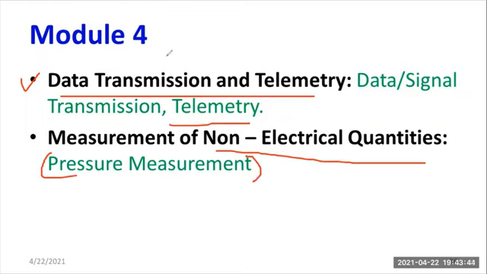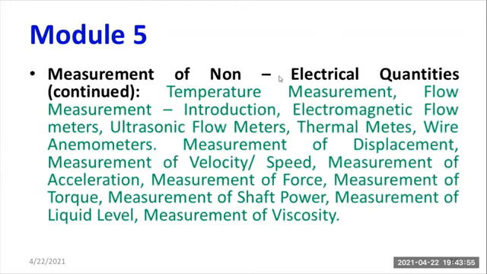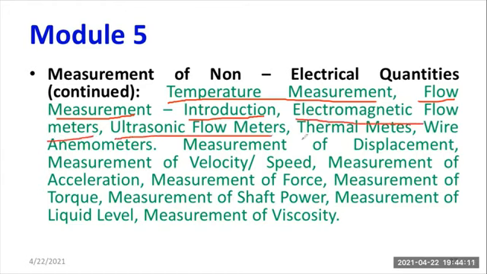So in continuation of the fourth module, I'm going to explain non-electrical quantities measurement in the fifth module also. It is a continuation. Once I complete the pressure measurement, I'll directly move on to the measurement of different non-electrical quantities such as temperature measurement, then flow measurement. I'll be giving a brief introduction and different types of flow measurement devices such as electromagnetic flow meters, then ultrasonic flow meters, thermal meters, similarly hot wire anemometers, etc.